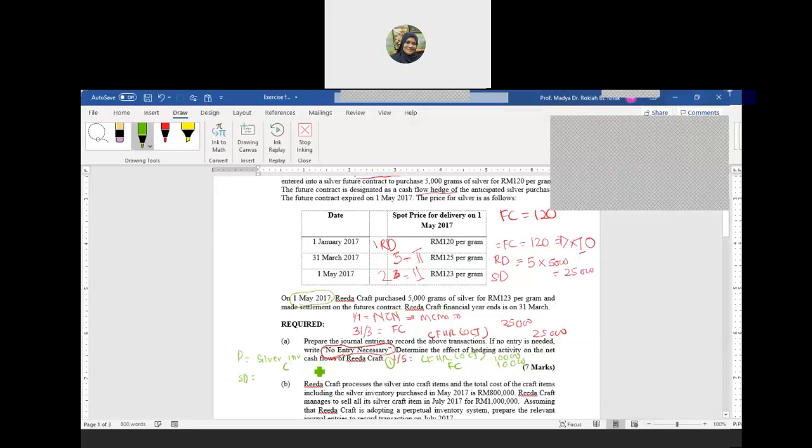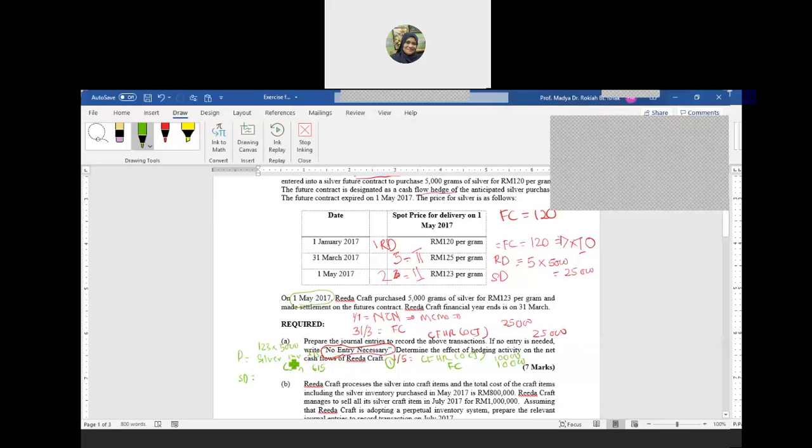615 here is from 123 times 5,000. So you're going to debit silver inventory 615 and then credit cash 615. That one is to record the purchase. And then the next journal entry here is to record the settlements of a future contract.